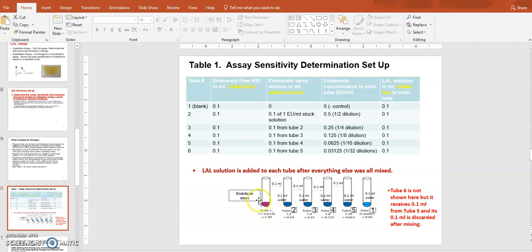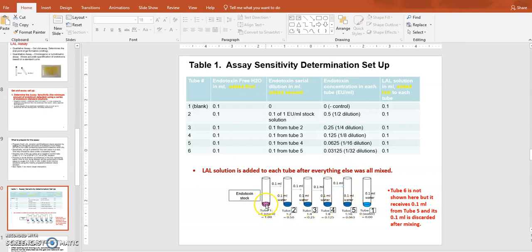But the other tubes will be given different amounts of endotoxin. For example, you are given an endotoxin stock solution. From the stock solution, you will dilute 1:1. Let's say your stock solution has 1 endotoxin unit per ml. That will be diluted down to a half endotoxin unit per ml by mixing the same volume of that endotoxin with the same volume of endotoxin-free water. Mix them up, then transfer half of the solution to the next tube that has the same volume of endotoxin-free water. Mix them up, and transfer that to the next tube that again has endotoxin-free water. Mix them up, and transfer half of that to the next tube that has endotoxin-free water. By doing so, you are creating a serial dilution.